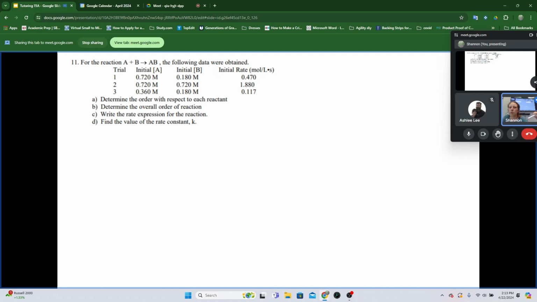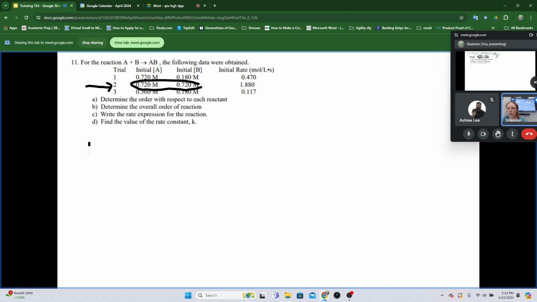Okay, so all we do once we've found the orders is we just fill in the numbers for the rate equation, right? And pick a trial. I initially picked 1, but Ethan pointed out that 2 actually looks kind of good because you have the same numbers here. Any of them are fine, okay? But let's do 2, okay?